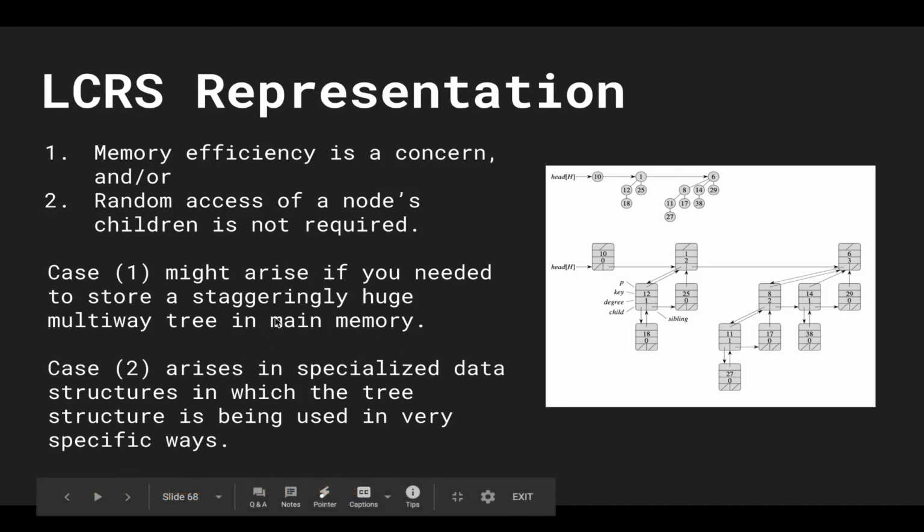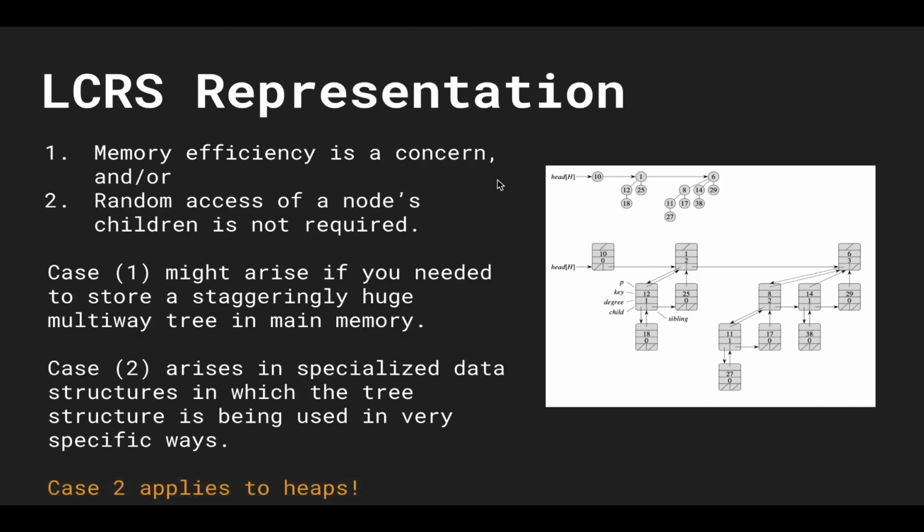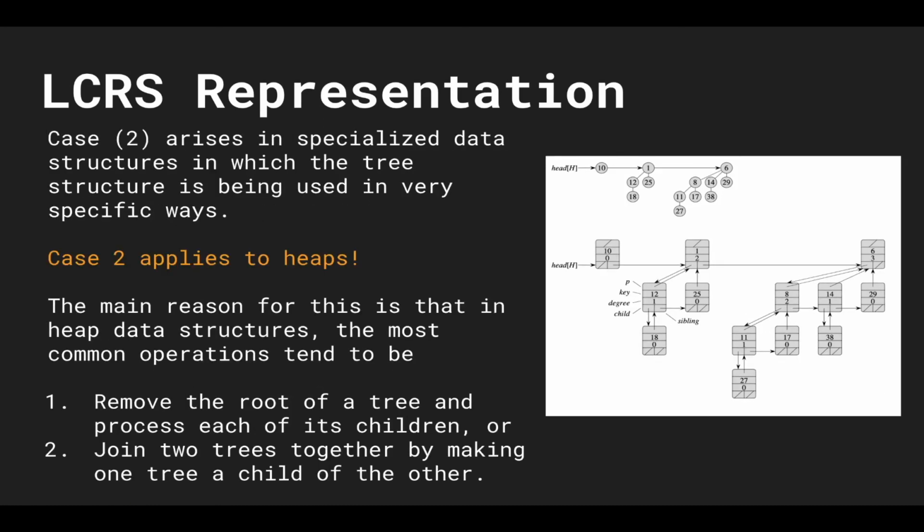And the second case, which applies to us with heaps, is that it arises in specialized data structures where the tree structure is being used in very specific ways. So the main reason why case 2 applies to heaps is because there are 2 common operations that we use with binomial heaps. The first operation is that we remove the root of a tree and process each of its children.